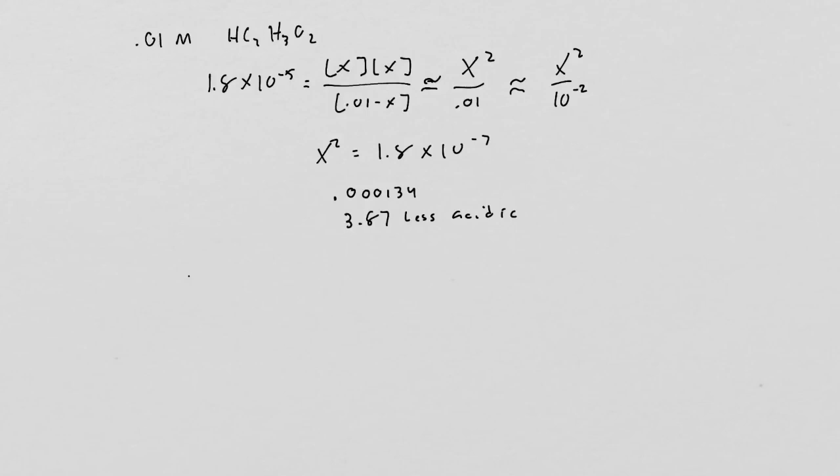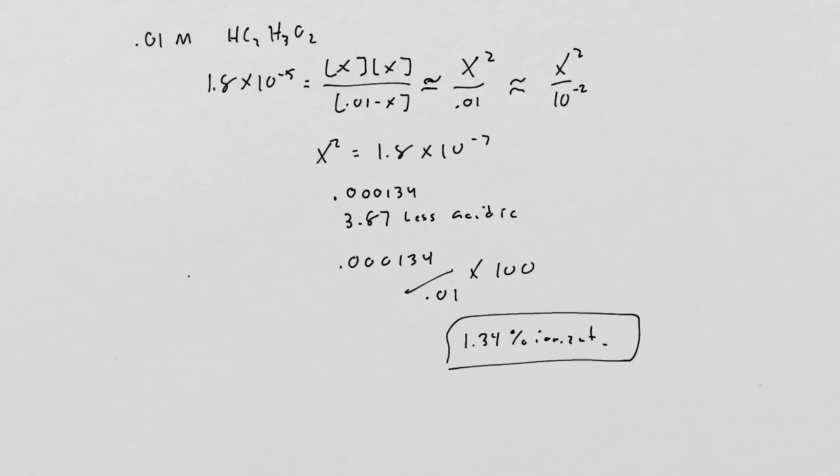And you can just do the math here. You take the 0.000134 and put this over the 0.01, which I'm going to do right now. 0.000134 divided by 0.01, times 100, sorry. I'm going to put in times 100 because we always want a percent. You get 1.34% ionization, whereas in the previous question, it was something like 0.4% ionization. So as you dilute things, you always get a greater degree of ionization.